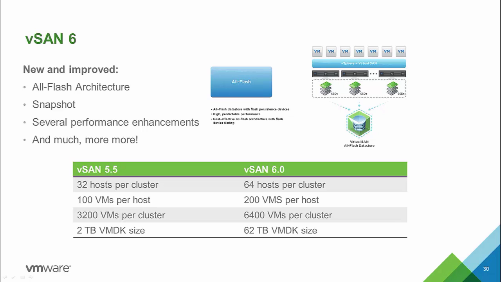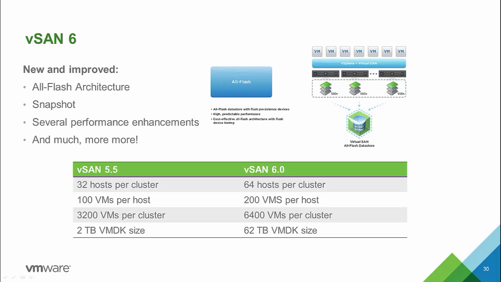Performance was also improved across the board. You should expect twice as many IOPS in a hybrid cluster, and 4 times as many IOPS supported in an all-flash cluster. Also, the number of hosts increased. In vSAN 5.5 you could only have 32 hosts per cluster. vSAN 6 lets you use 64 hosts per cluster.